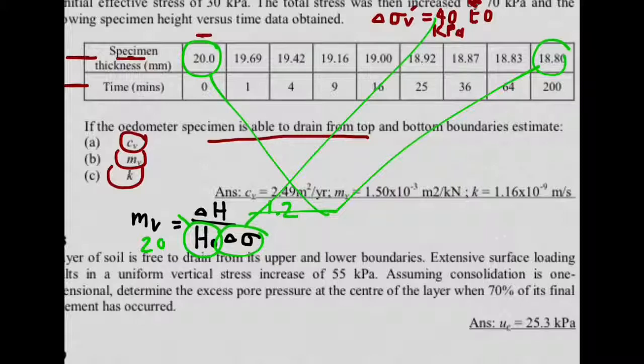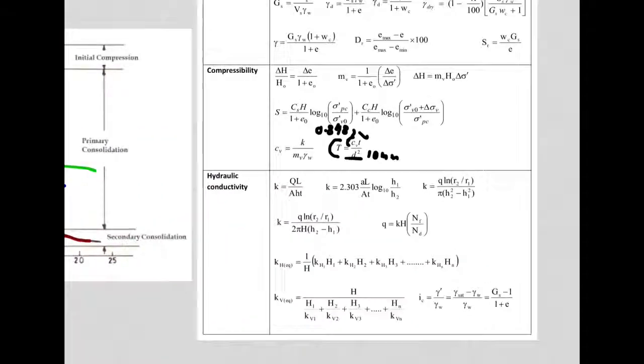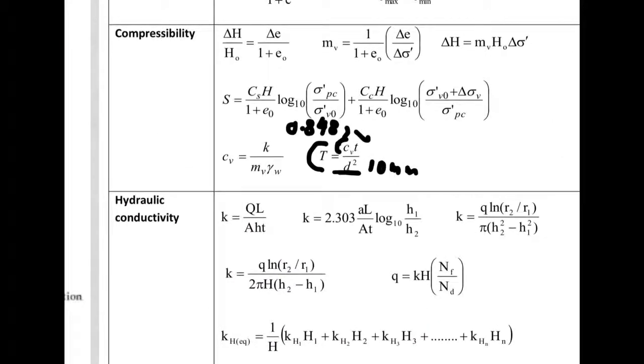Now the third requirement is K, the hydraulic conductivity. Let us go to the formula sheet. By knowing MV and CV, and with gamma water already known, we can get K, and this will be the hydraulic conductivity. Thank you very much.